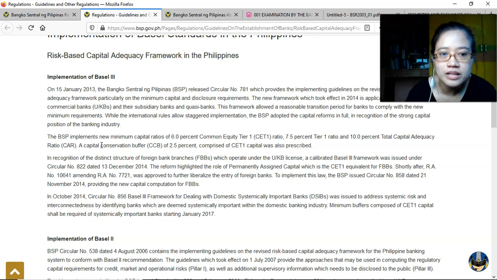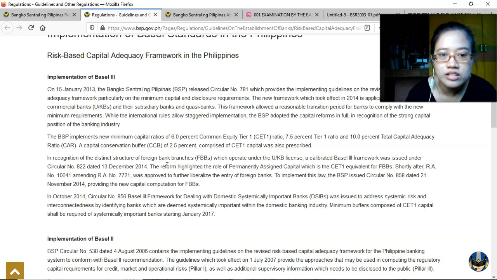BSP implements new minimum capital ratios of 6% common equity tier 1, 7.5% tier 1 ratio, and 10% total capital adequacy ratio. A capital conservation buffer of 2.5% comprised of CET1 capital was also prescribed.